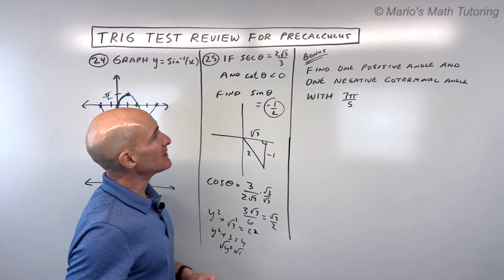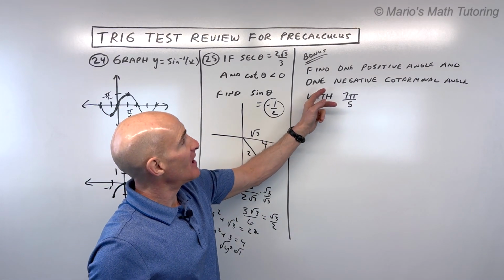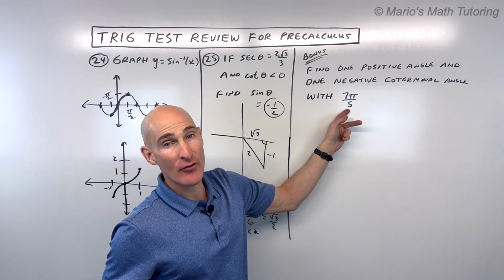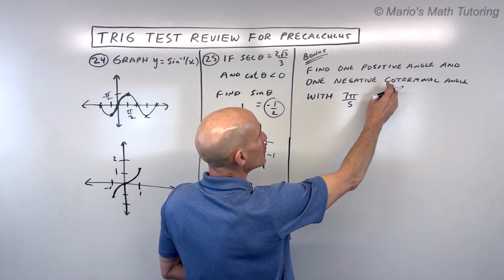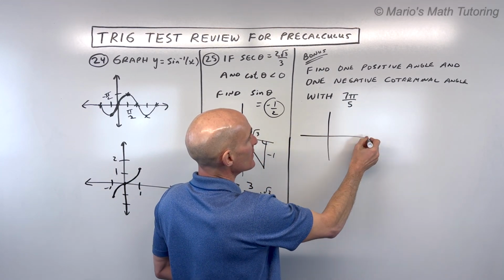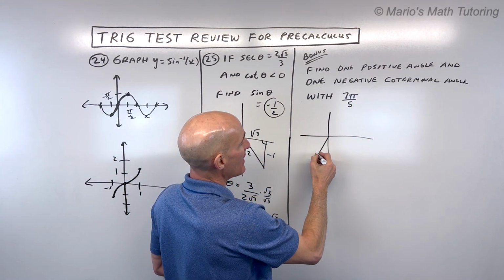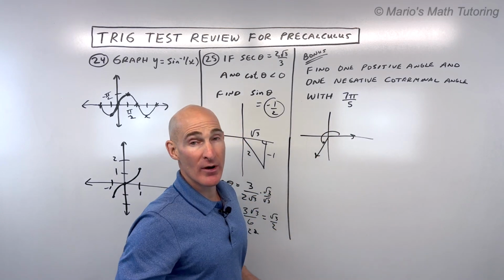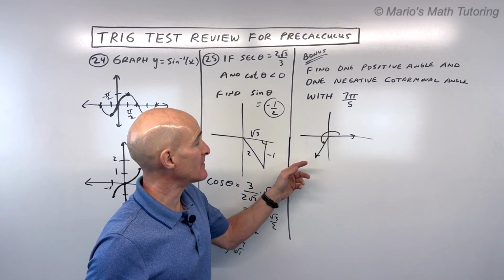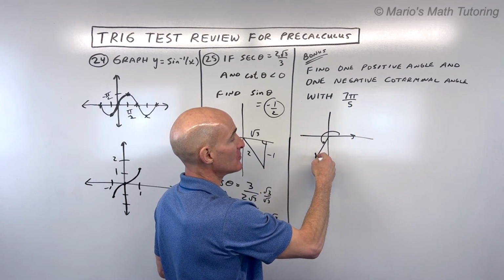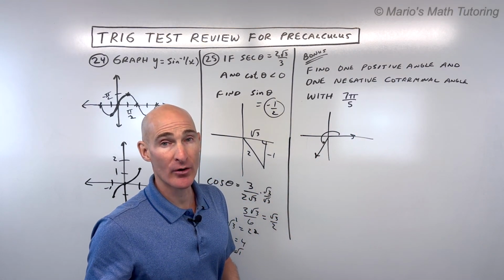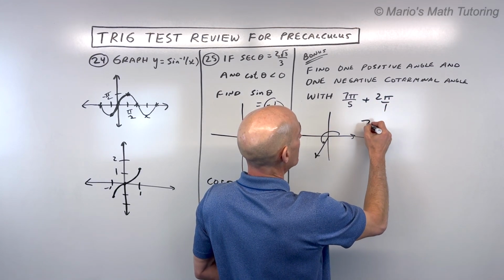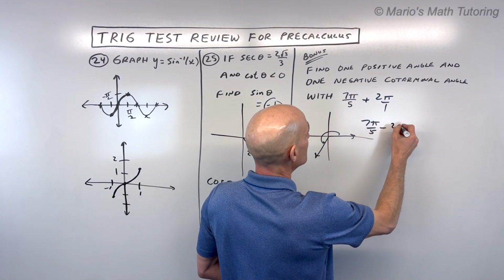Now, if we want the bonus question here, last question, find one positive angle and one negative coterminal angle with 7 pi over 5. So coterminal, co means same, terminal means where it terminates or stops. 7 pi over 5 is somewhere over here. But if we add 2 pi, that's like one revolution, you'd end up or terminate in the same spot. Or if you subtract 2 pi, you'd go the other direction, you would terminate or end up in the same spot.